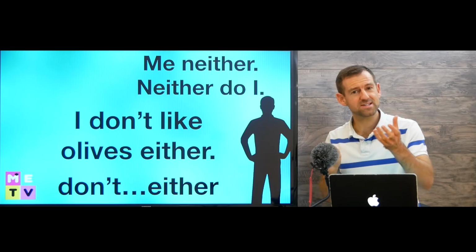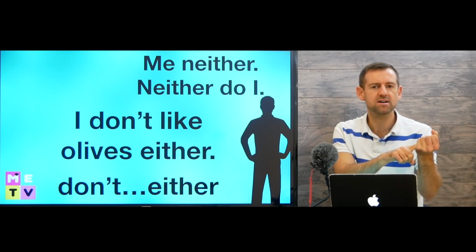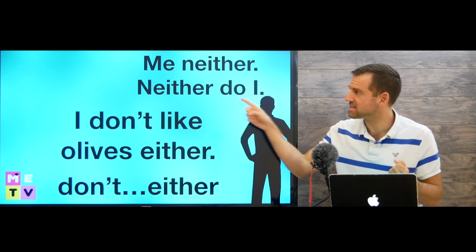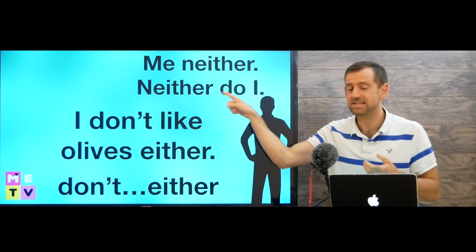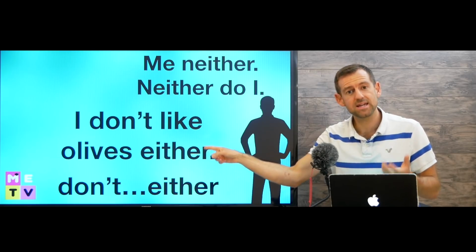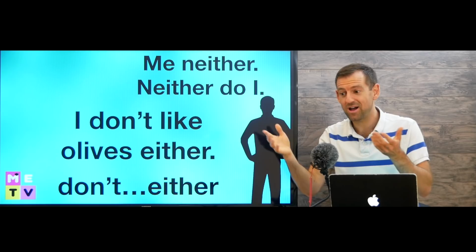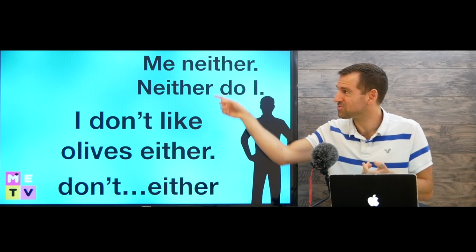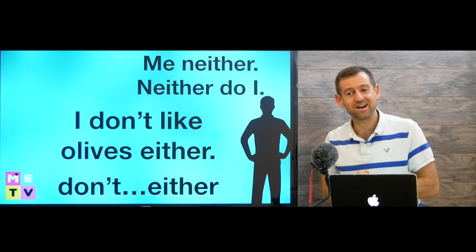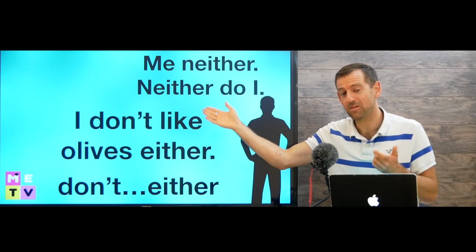So if someone says something negative, like I don't like pizza or I don't like Donald Trump, then you could say me neither, or neither do I, or I don't like Donald Trump either. Maybe you didn't know how to use these words, either, neither. A lot of English learners don't really use these words. They might say me too, me too. But these are very great words to learn in English, so you should definitely learn these.